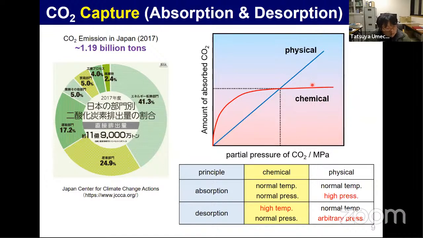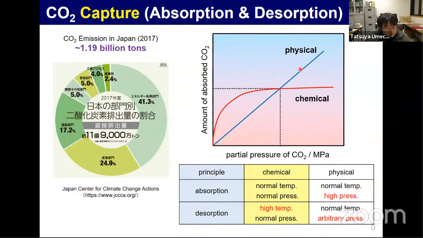This is because the concentration of the absorber is finite. The absorbed amount of carbon dioxide with the physical absorption method increases in proportion to the pressure in the gas phase. In general, the law in which the concentration of the gas dissolved in liquid phase is proportional to the partial pressure in the gas phase is called Henry's law.